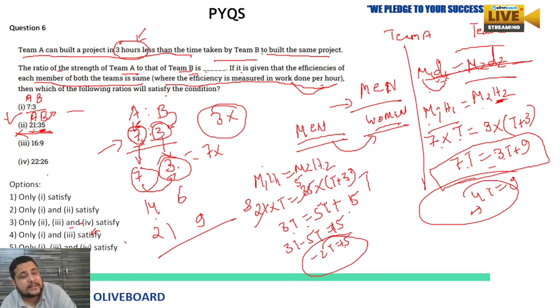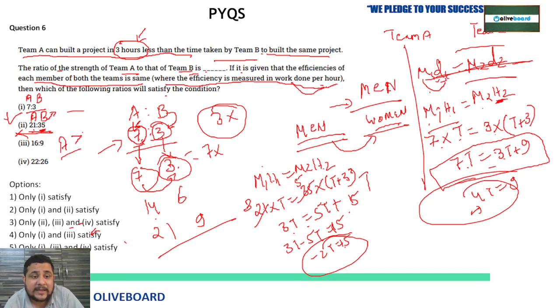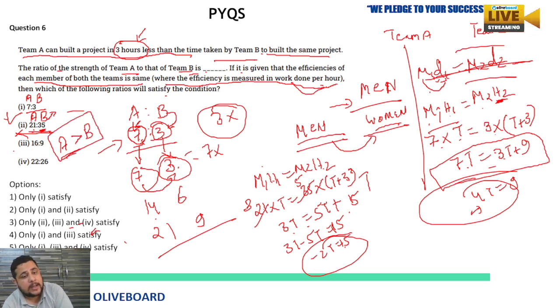So that's why I'm saying you just have to check that the ratio must indicate the number of persons of A is greater than B. Just that you have to check. So in the third, 16 is to 9, yes, it is satisfying the condition. In the fourth, no, team members of A is less than B, so this will not be our answer. Third and first will satisfy the condition.